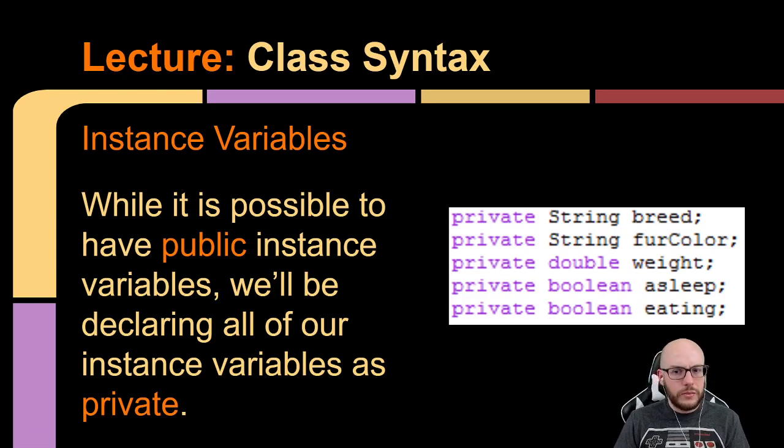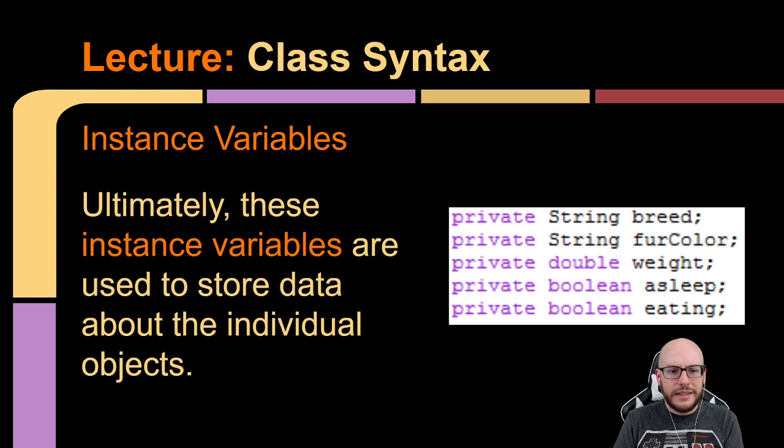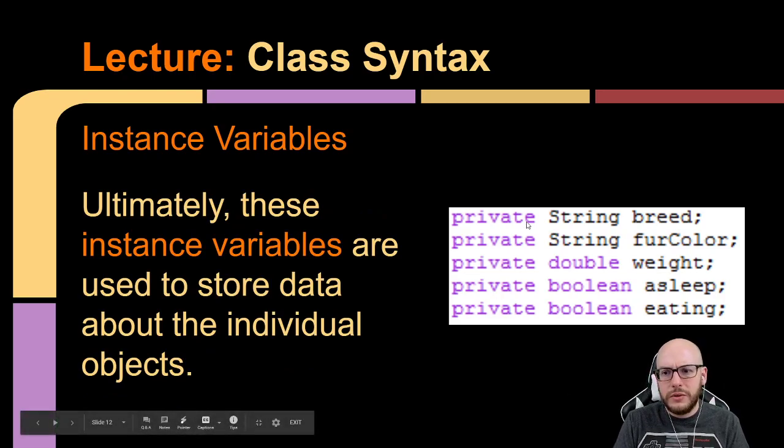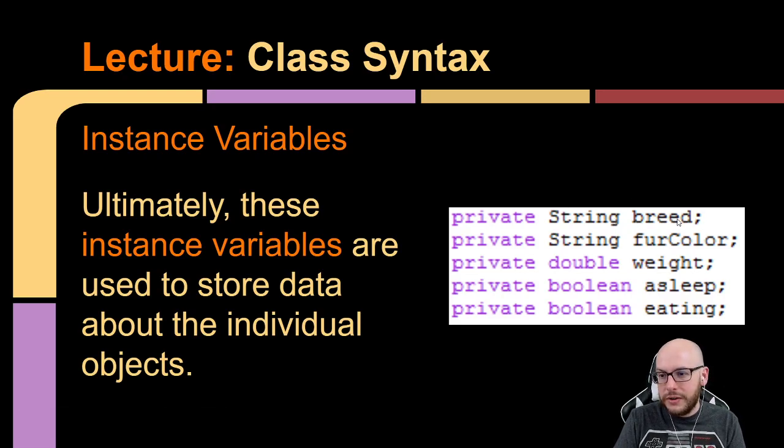Okay? But notice that these things are very similar to our local variables. We actually have a data type and then a variable name. Here I'm declaring an instance variable, a String for breed. Here I'm declaring a String for furColor, a double for weight. So these instance variables have a data type and a variable name.